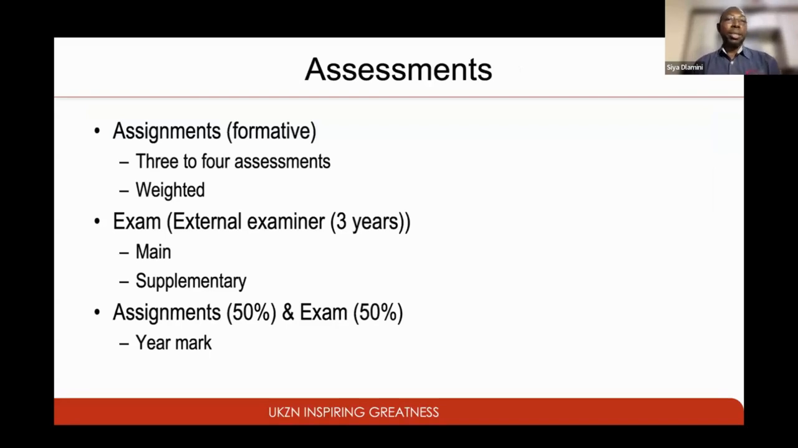In terms of assessments, we've got formative assessments which can range between 3 and 4 assessments, and they are usually weighted. Then you have an exam where the students have an opportunity to write a main exam and a supplementary. With the university policy, a student doesn't necessarily have to write a main exam. They can opt to write a supplementary, but the disadvantage is that they have one opportunity to write an exam. If they fail that exam and they didn't do well in their assignments, then unfortunately they would not pass that module.